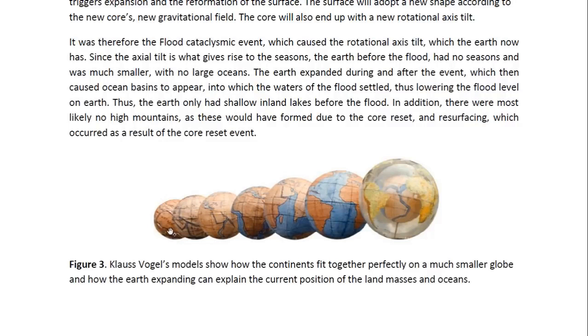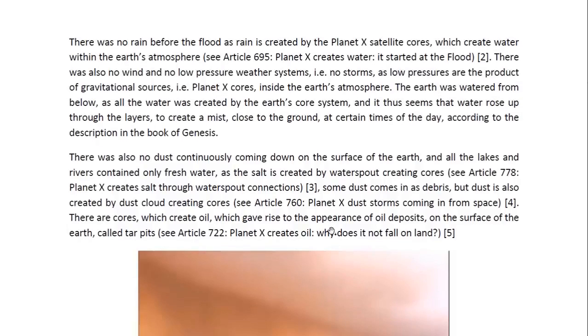There were no oceans. The oceans opened up when the Earth expanded as a result of the core reset that occurred at that time, with the satellite cores moving out further away from the center and creating matter and causing the whole Earth to expand. So there was no rain before the flood, as rain is created by the Planet X satellite cores, which create water within the Earth's atmosphere. And you may look at Article 695 entitled Planet X Creates Water. It started at the flood.